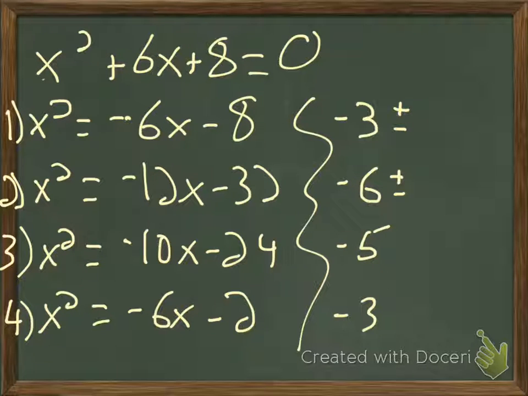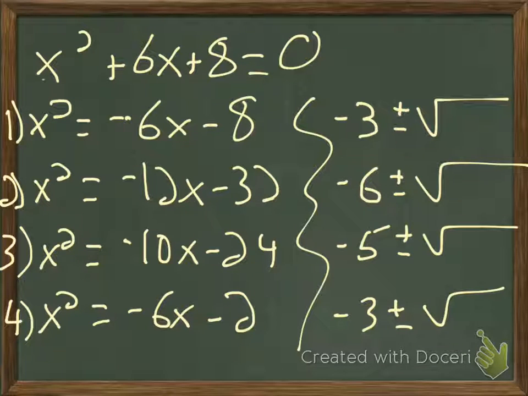Add the plus or minus, and the square root. Now, you want to square this number and attach the constant. Negative 3 times negative 3 is 9, minus 8. This is our answer: negative 3 plus or minus 1.